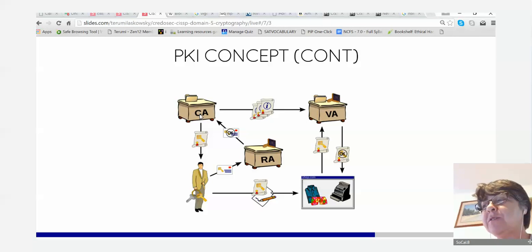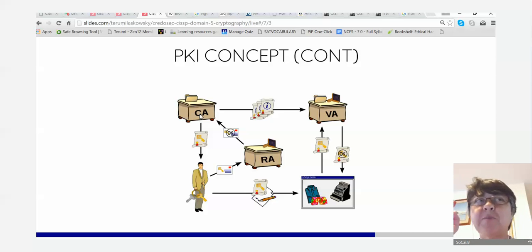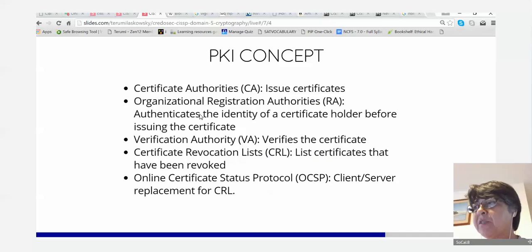Now this looks very similar to the advanced innovative questions, right? That has something to do with PKI. Okay. So here, before talking about this, let's talk about some PKI concepts.